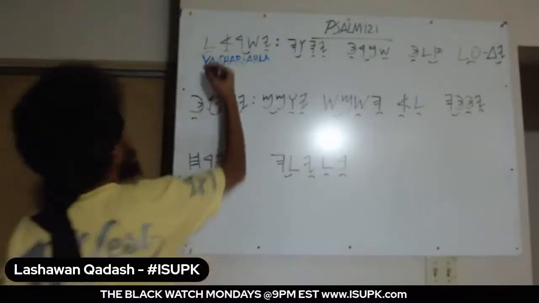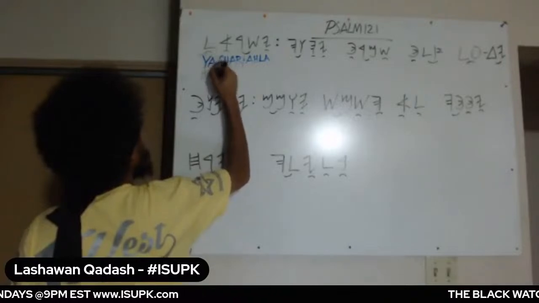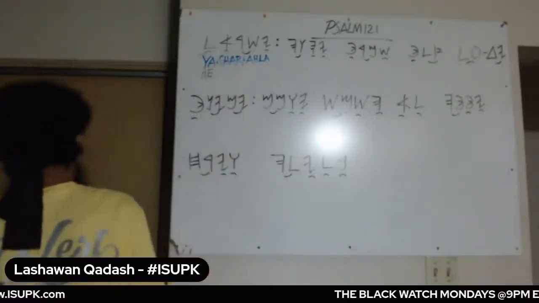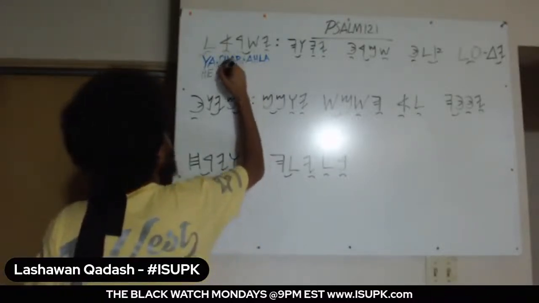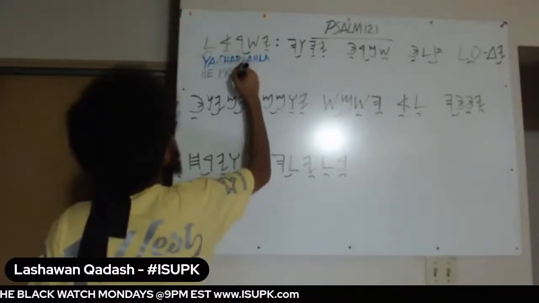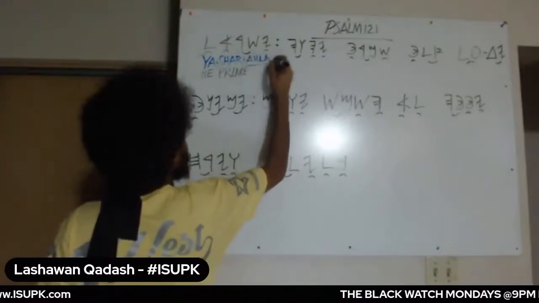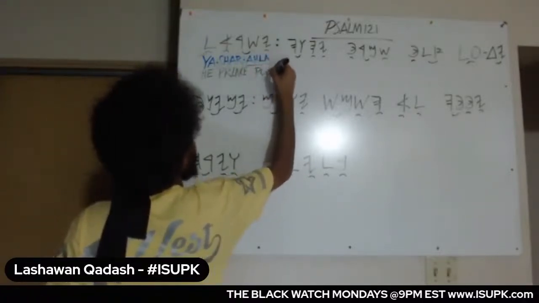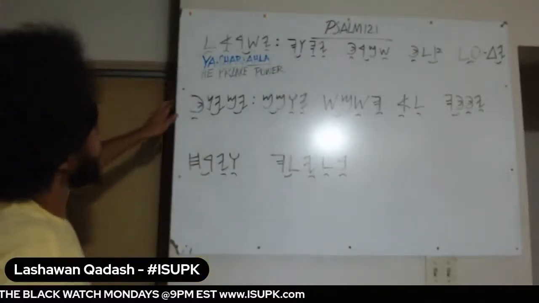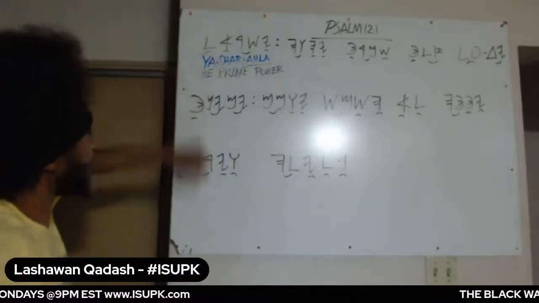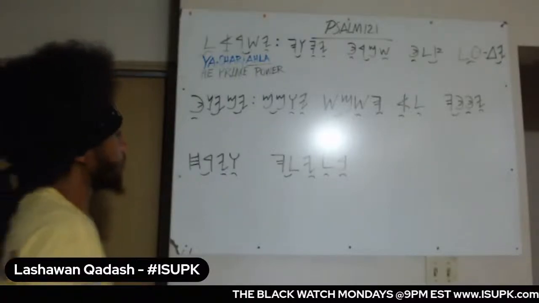So of course the means he. The shar means prince. And then Allah, of course, means power. So when you say Yasha Allah, you're saying prince of the power. Like he's the prince of the power. Yasha Allah.